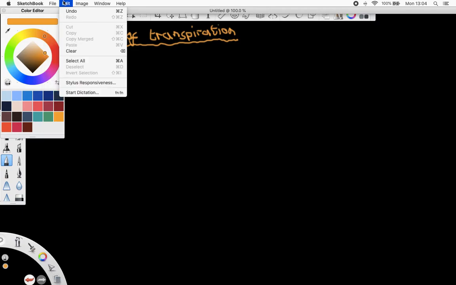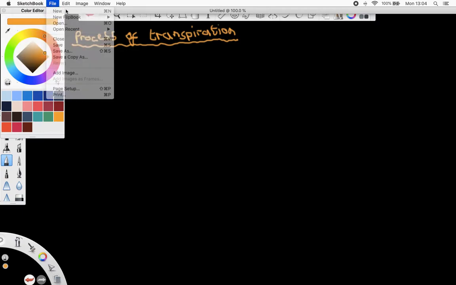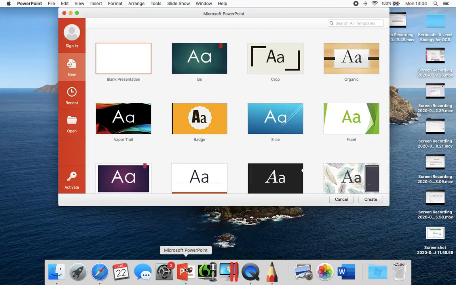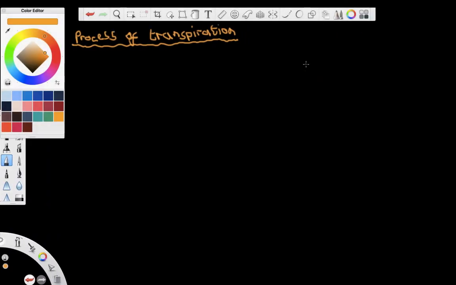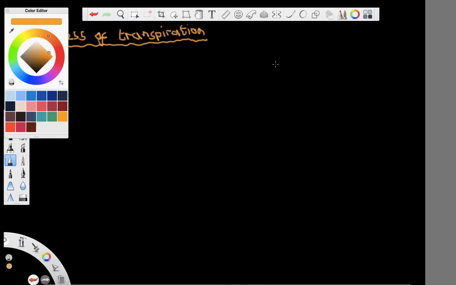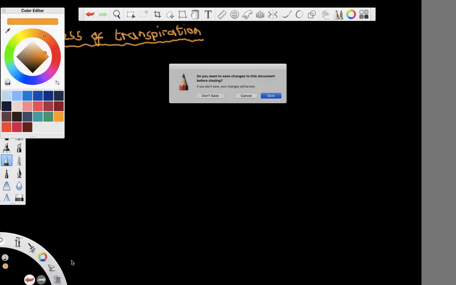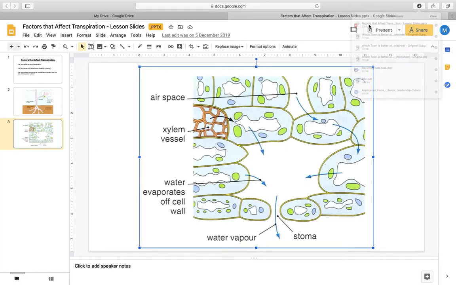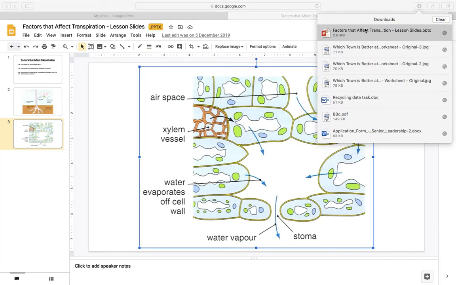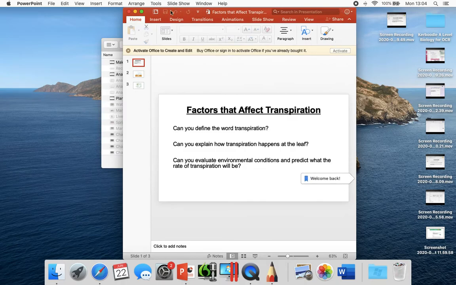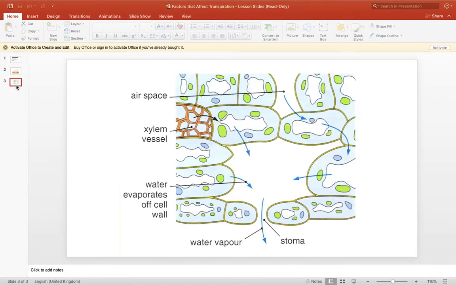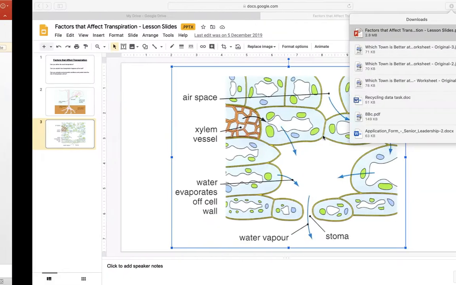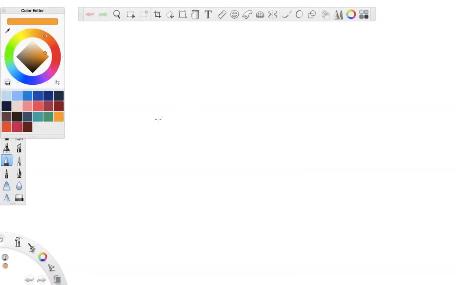Hopefully it will paste. No, it won't. Let's see if I've still got it open. No, I haven't. We're going to have to refresh that, aren't we? I'm going to have to open it, and then my PowerPoint will go all crazy because I don't currently have a subscription. So apologies. Let's set all this back to black.